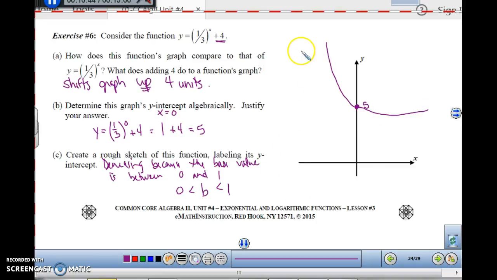So 1/3 to the x would actually be down here somewhere, and we just shoved it up. If this is y equals 1/3 to the x, approximately, then this is y equals 1/3 to the x shifted up 4 units. So it's going to slide up 4. All right, so that's the basic review of the exponential function. You need to know what the y-intercept is, what the base is, what the exponent is, and how to tell if a function is increasing or decreasing based on what the base is.